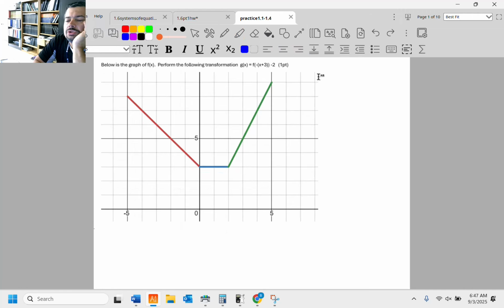So this is a little practice sheet on 1.1 through 1.4. I gave a quiz on it last year, but I'm not going to do that this year. I'm going to roll it into a big chapter test. But anyways, let's see here.